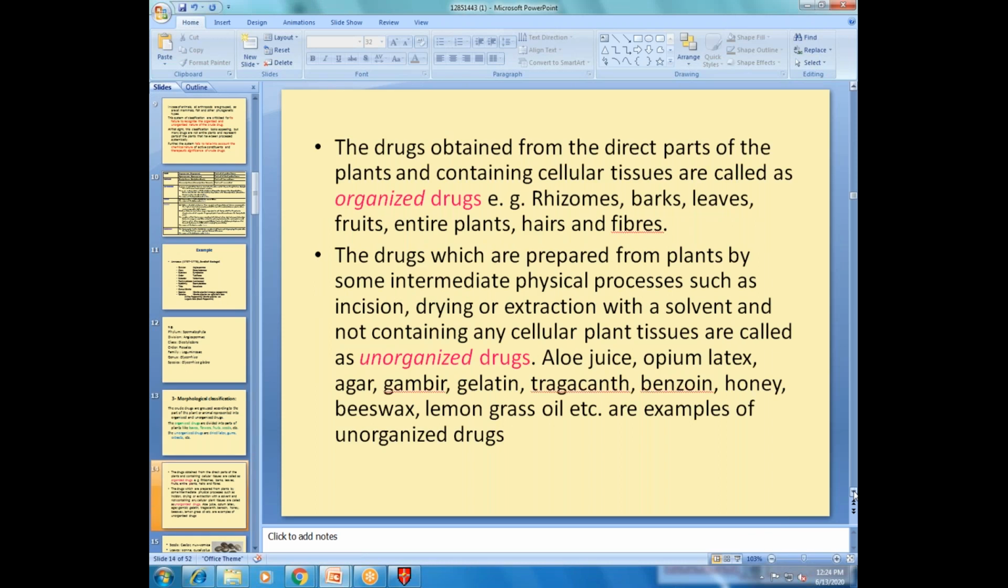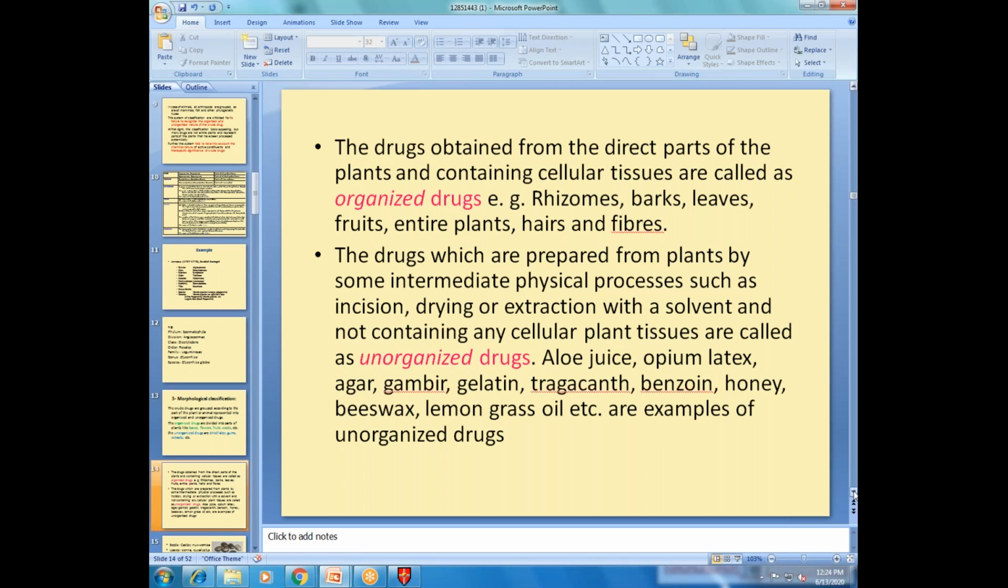The drugs obtained from the direct part of a plant and containing cellular tissues are called organized drugs. Examples: rhizomes, barks, leaves, entire fruits, or anything like that. They are a direct part of a plant and they have cellular tissues, meaning all the cells are there. Whereas in the case of unorganized drugs, these are prepared from plants by some intermediate physical process, meaning they are not part of a plant like a leaf, root, hairs, fibers, or the bark. Those are parts of a plant, but unorganized drugs are not parts of a plant.